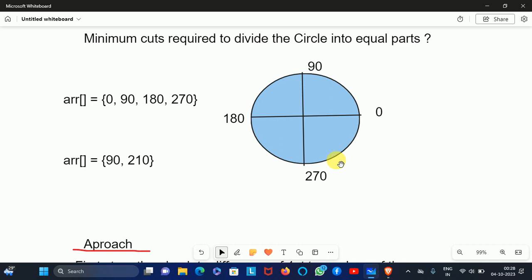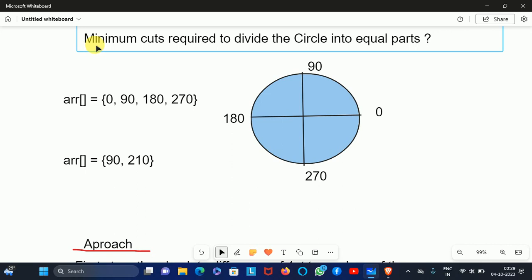So today we are going to see an interesting question. I know in every video I say this is an interesting question, but this question is literally very interesting. So what is the question?